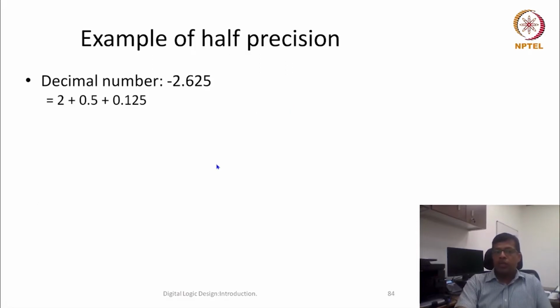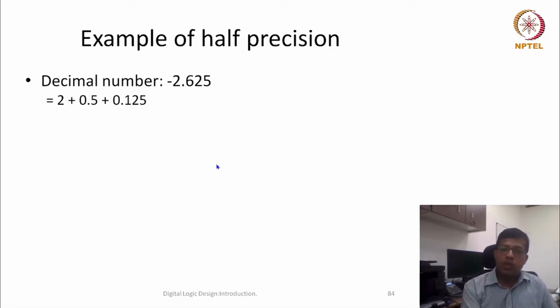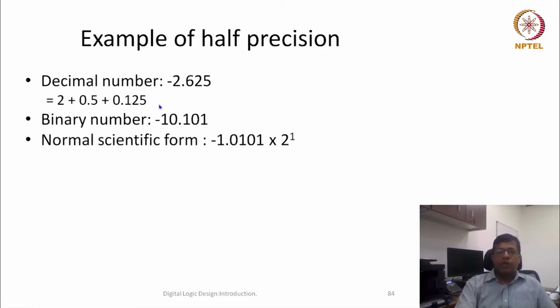So let's say we have taken this example in single precision numbers also. Let's do it with half precision. So we can do it quickly because we have anyway done this in our previous lecture. So let's say the decimal number is 2.625. Now I can represent that number using 2 plus 0.5 plus 0.125. Now we can say the binary number, for 2, means 10. So the binary number is 10, and this is 1, this is 01. So the normal scientific form would be minus 1.0101 into 2 to the power 1.